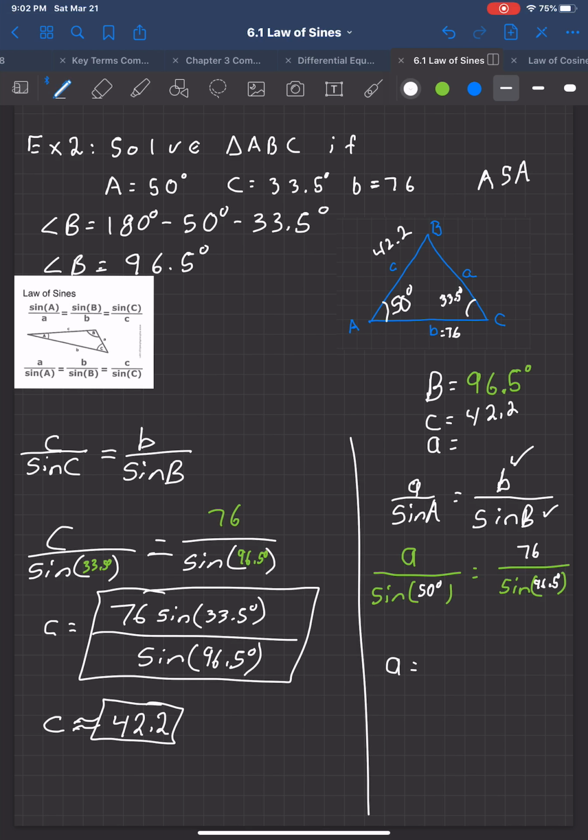A is equal to 76 times sine of 50 degrees divided by sine of 96.5 degrees. All right, and what is the result? So A is roughly, always check my math, make sure I'm okay here, but roughly 58.6.